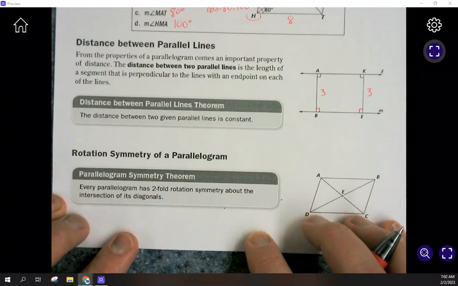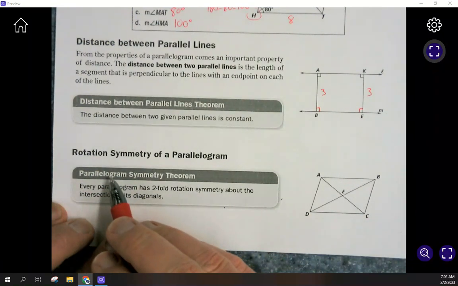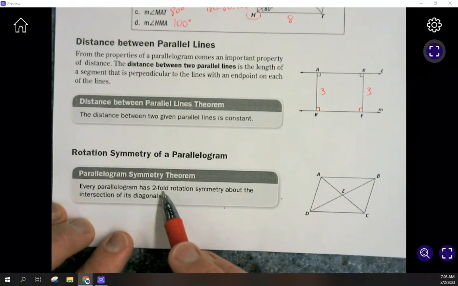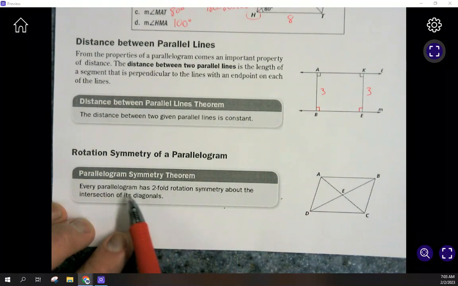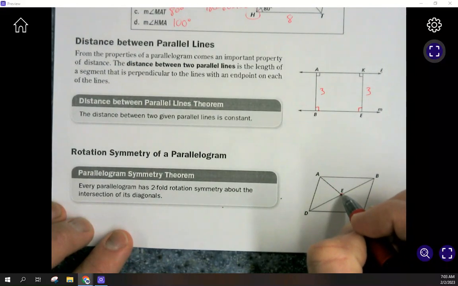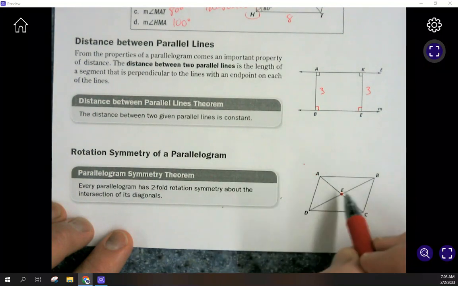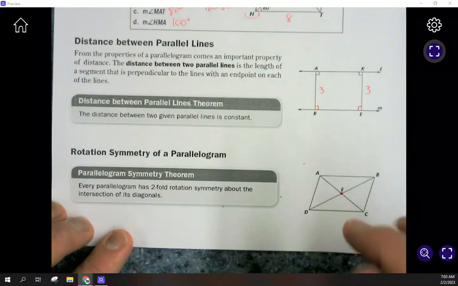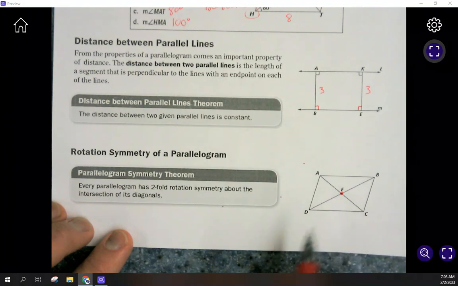All right, and the last property of parallelograms we want to talk about is its rotation symmetry. The parallelogram symmetry theorem says every parallelogram has twofold rotation symmetry, so it's been a little while since we talked about that, about the intersection of its diagonals. So when it says about the intersection, that's talking about it rotating around that as its center. Because remember, I could rotate it around a center out here, and it's going to spin around that. But we're talking about rotating it here where it just spins in place, so around its center, which is at the point that the two diagonals intersect.